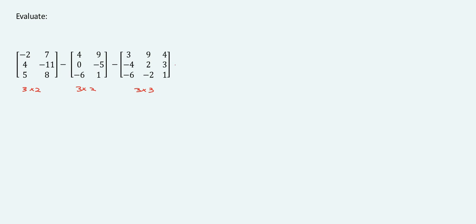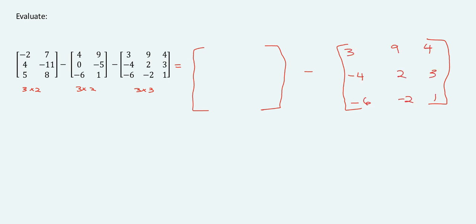So here's how we're going to go about it. Going to pull up two matrices here. In the final matrix, we're just going to repeat the values, and then we're going to go through the subtraction of the first two. Minus 2 minus 4, 7 minus 9, 4 minus 0, minus 11 minus minus 5, 5 minus minus 6, 8 minus 1.